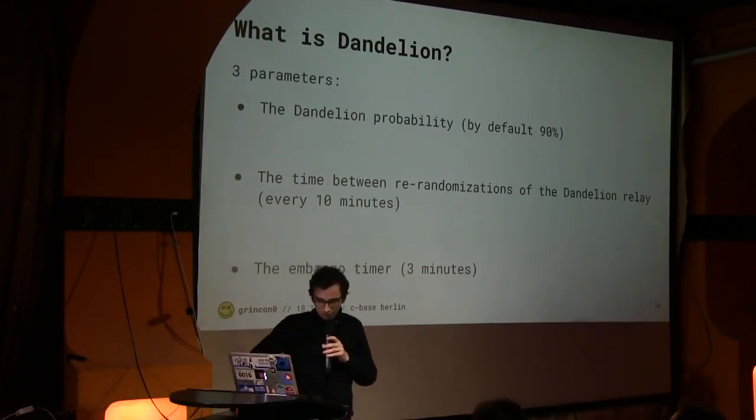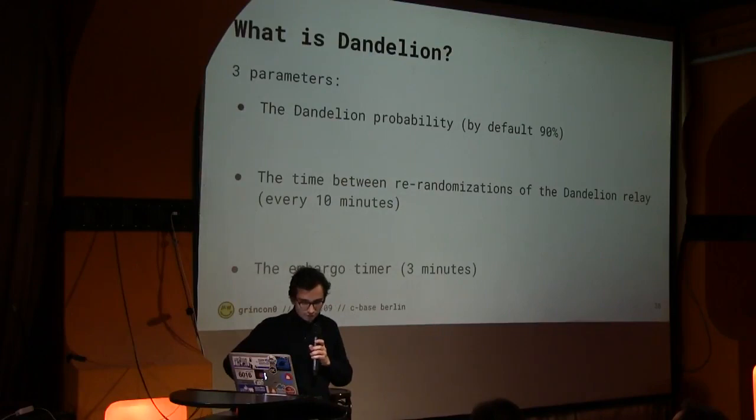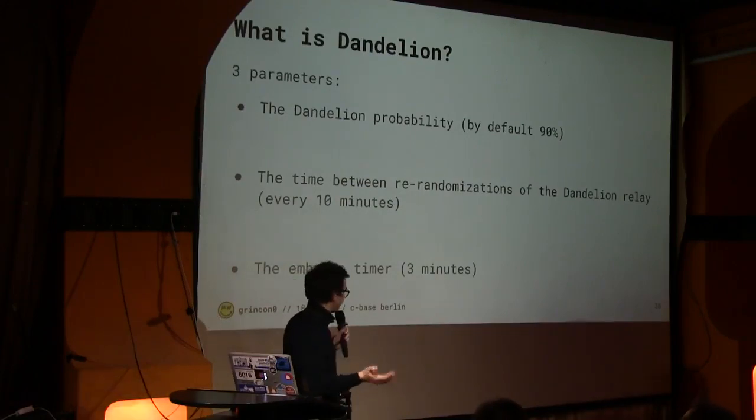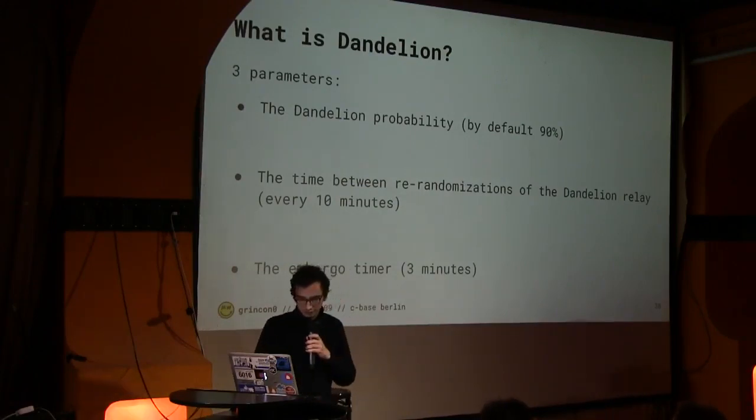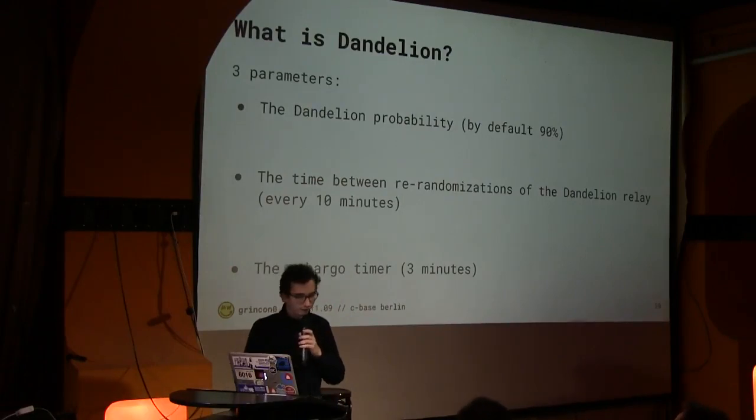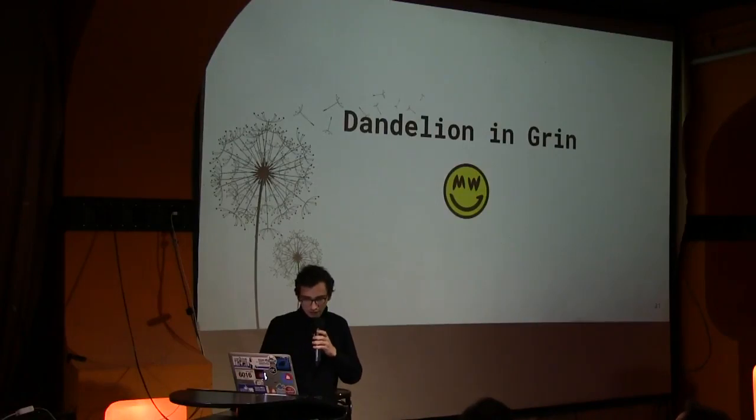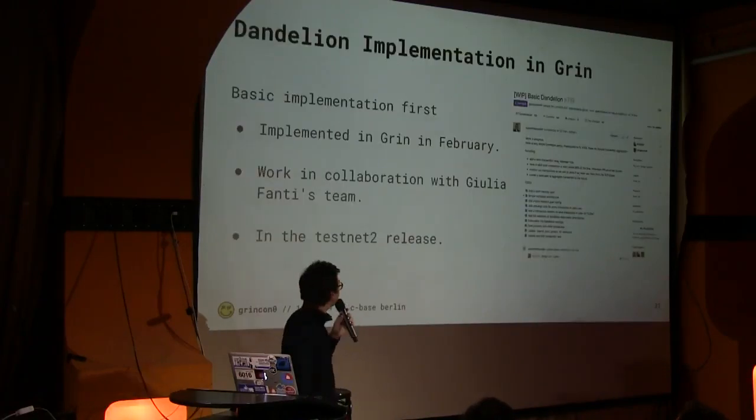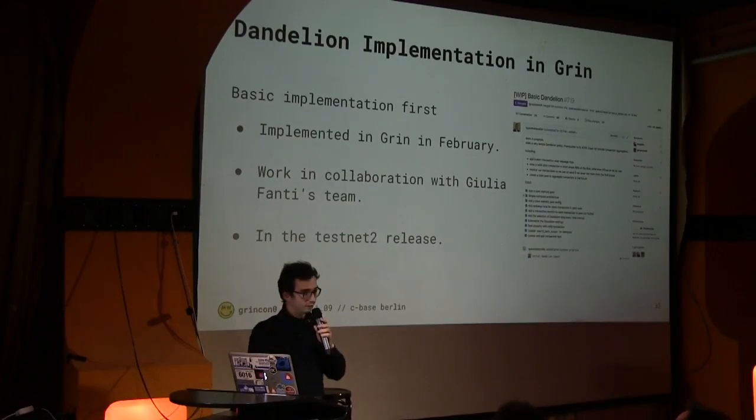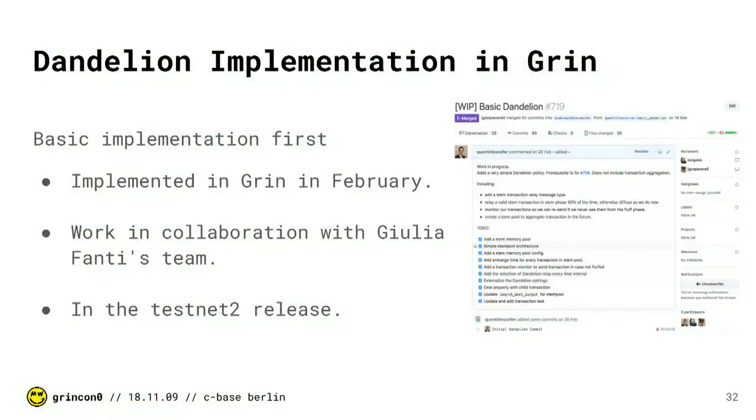Okay. So now we are going to see how we managed to implement Dandelion in Grin and how we fixed the transaction aggregation problem. So first we started by implementing the basic Dandelion in Grin. This was done in February, and it was in the testnet 2 release. It's really the basic Dandelion, all the stem fluff logic, but no aggregation.